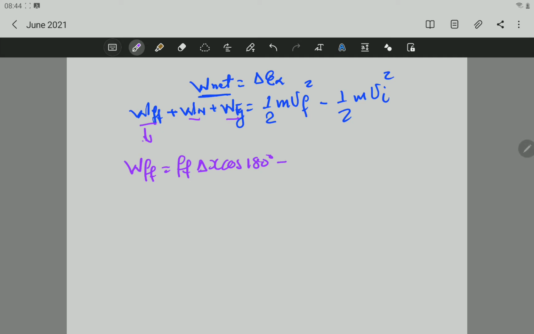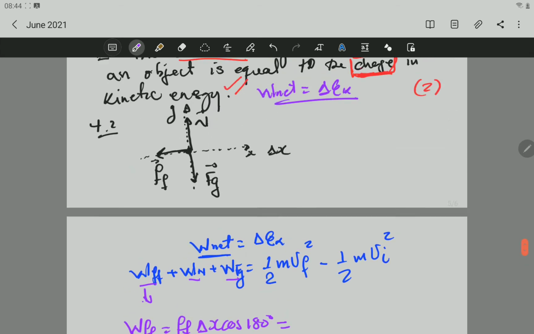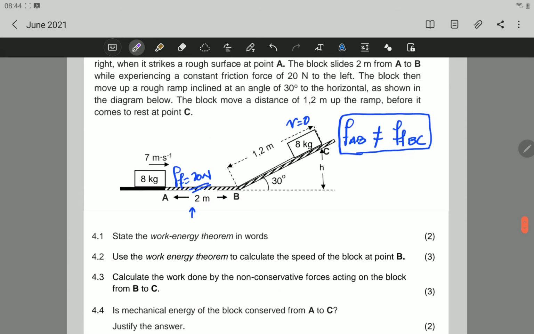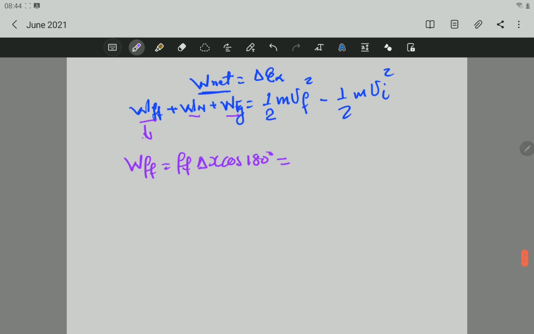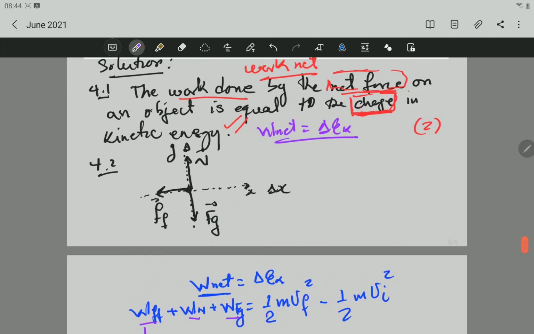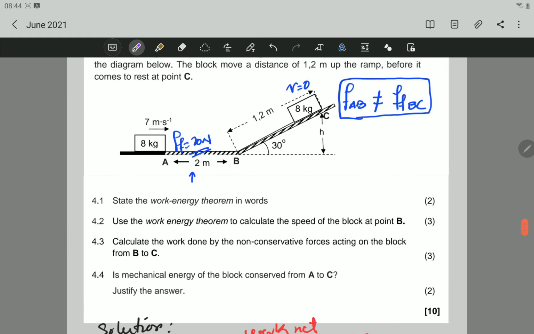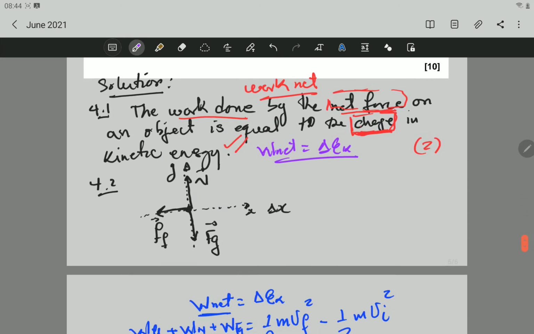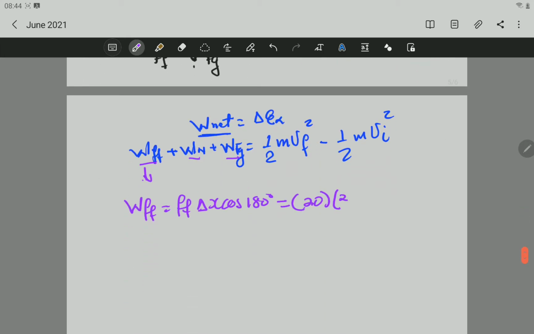We do have the frictional force. Let's go back here. In the data it is 20. Remember, always go back to look for the data. It's 20 multiplied by the displacement, which is given. The displacement is 2 meters. We are here, AB. It's 2 meters. Multiplied by cos of 180 degrees.